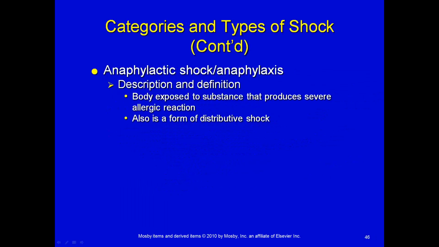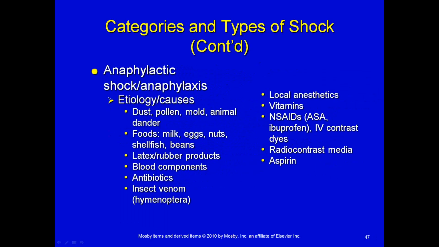Anaphylactic shock or anaphylaxis is another form of distributive shock. When a body is exposed to an allergen, if it responds with a severe allergic reaction, one of the consequences of the release of histamine, one of the consequences of the release of bradykinin and all the other chemicals that are released during an allergic reaction, cause the vessels to fully dilate, and in later stages also cause the rashes.